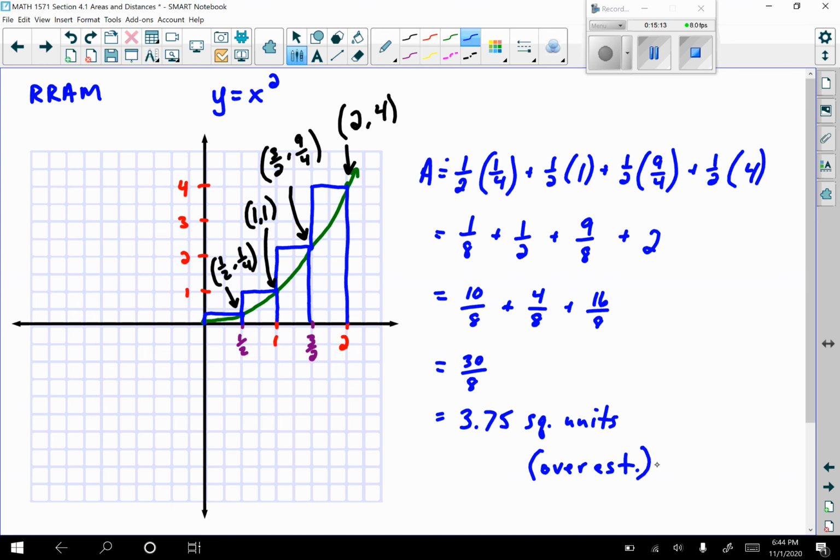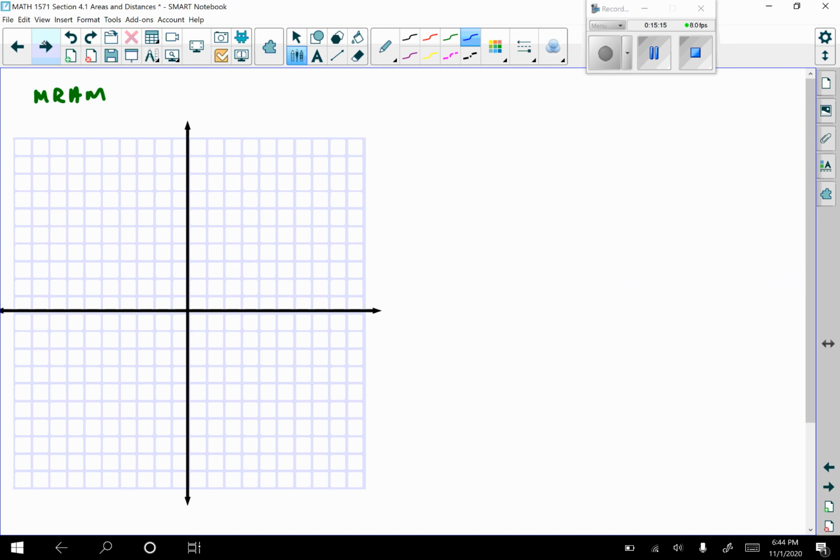So let's try this with the MRAM. This is where the heights of the rectangles are the midpoints of the heights. That's where it's going to touch the curve. So again, let's go ahead and mark these. Here's my 1 and my 2. So yes, we do have to graph this another time. I still want to mark the 1/2, the 3/2.